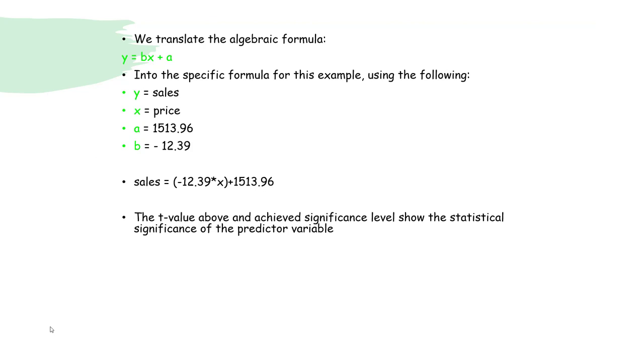So in this particular situation, we translate the algebraic formula of y equals bx plus a into a specific formula, y being sales. We're interested in whether the price of Diet Coke, for instance, affects the sales of Diet Coke. So if our A on our outputs is 1513.96 and our slope, our B, is minus 12.39, we can put that into the equation and calculate the effect of your X on your Y.